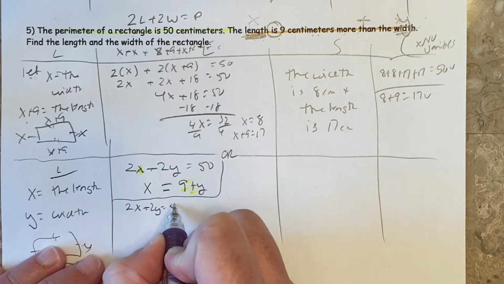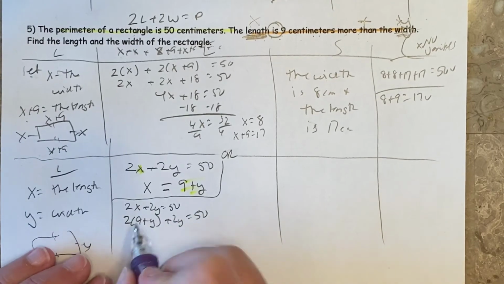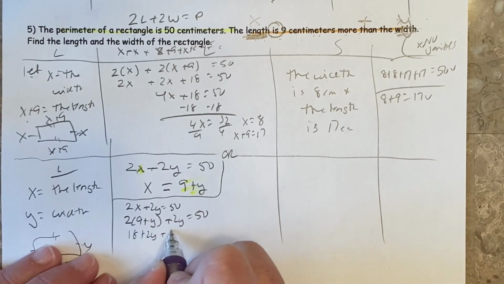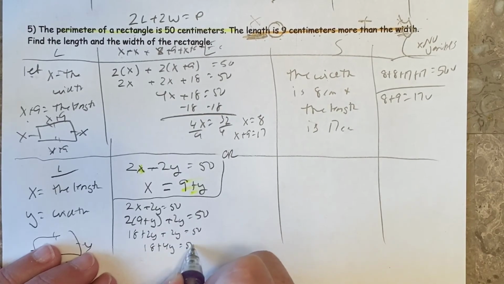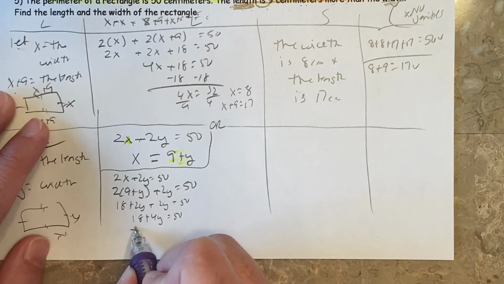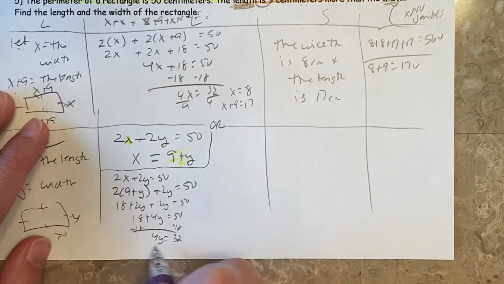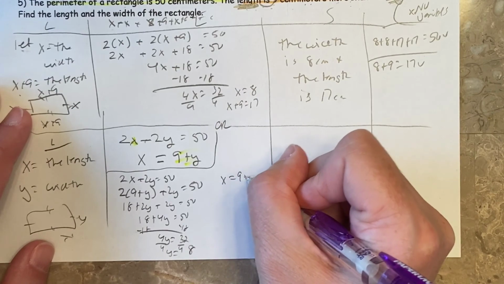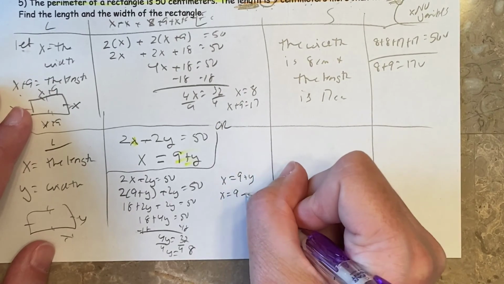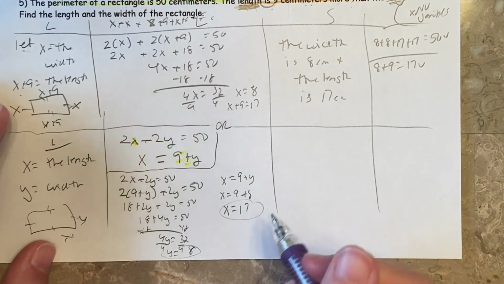So 2x plus 2y is 50. 2 times 9 plus y plus 2y equals 50. 18 plus 2y plus 2y equals 50. 18 plus 4y equals 50. Subtract 18. It should be the same numbers as above. 32 divided by 4. y equals 8. Right, so to get the next value, just plug it in here. So 9 plus 8, and x is 17. So we have y equals 8, x equals 17.